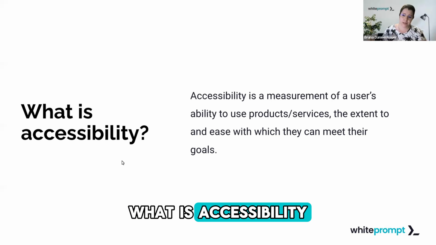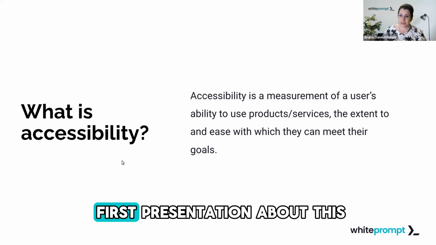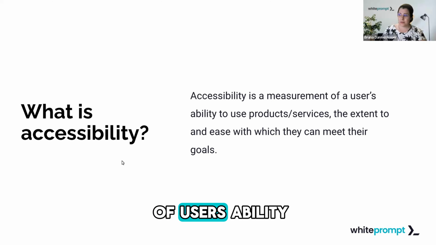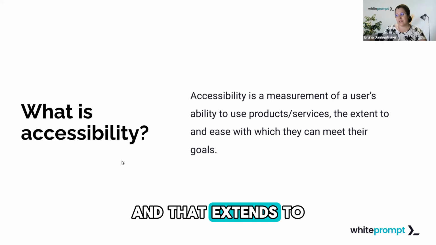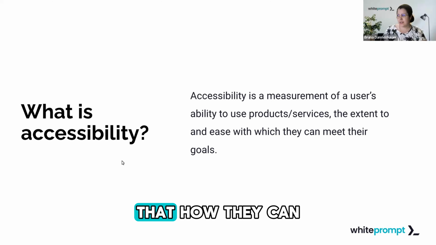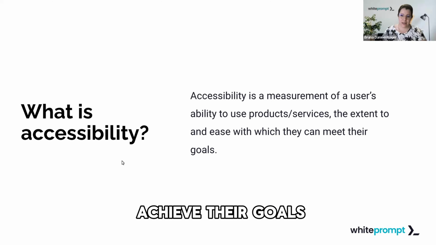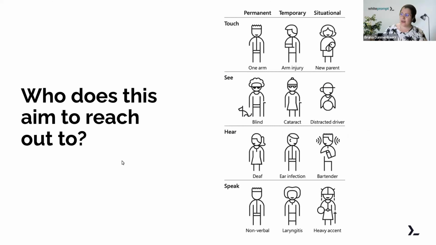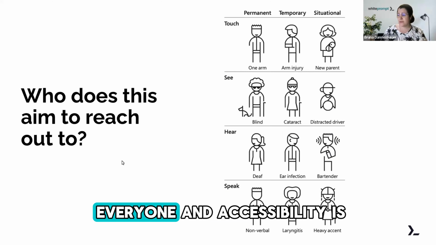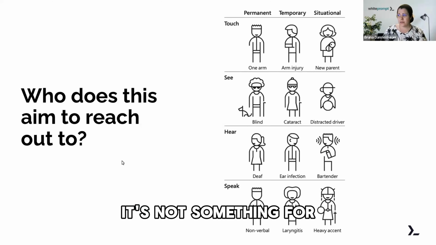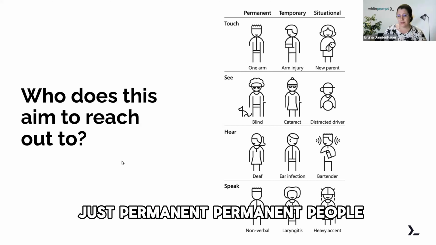What is accessibility? This was in our first presentation about this. Accessibility is the measurement of users' ability to use a certain product or service, and that extends to the ease of use of each product, how they can achieve their goals by using it, right? And it's meant for everyone. Accessibility is not something just for people with permanent impairments.